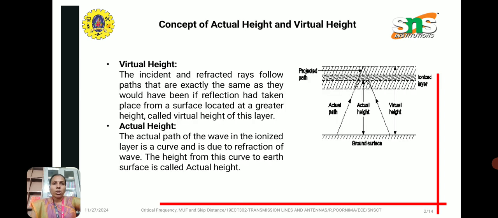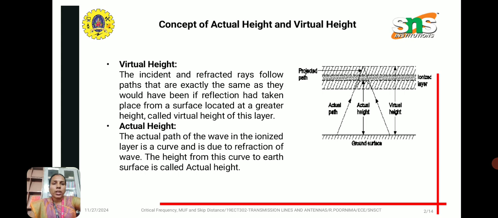First of all, let's see the concept of actual height and virtual height. It is used in the concept of skywave propagation. The first one is the virtual height. The incident and refracted rays follow paths that are exactly the same as if reflection took place from a surface located at a greater height. So it is called the virtual height of this layer.